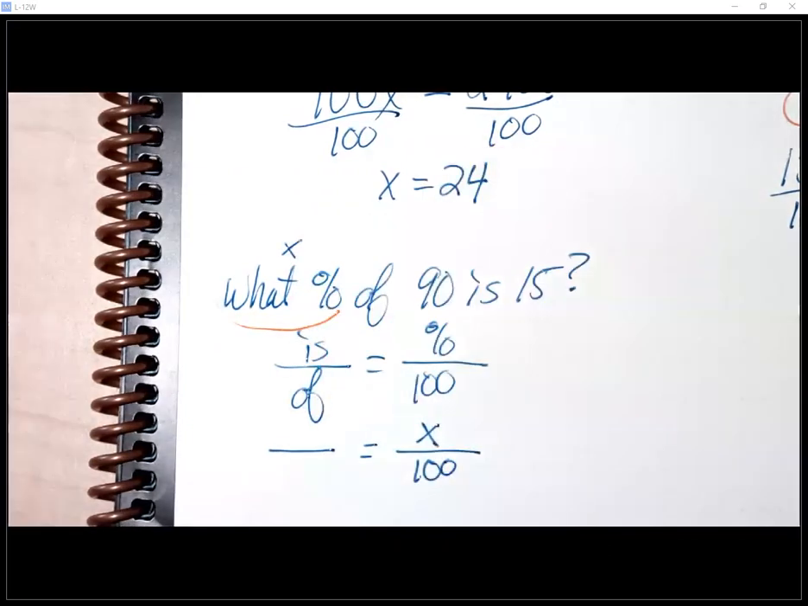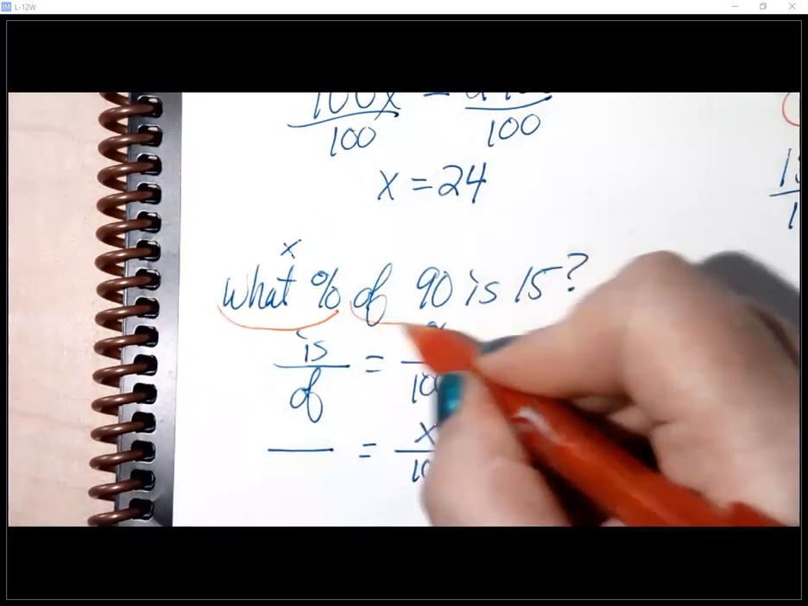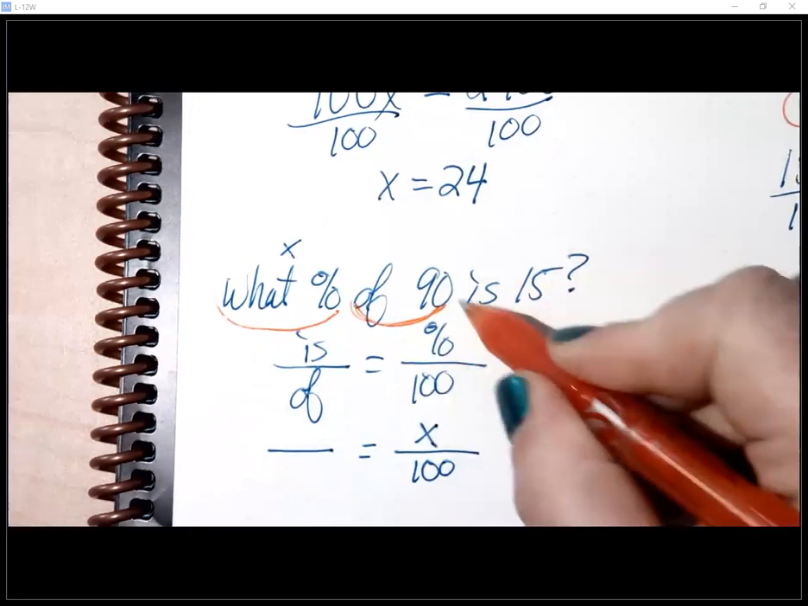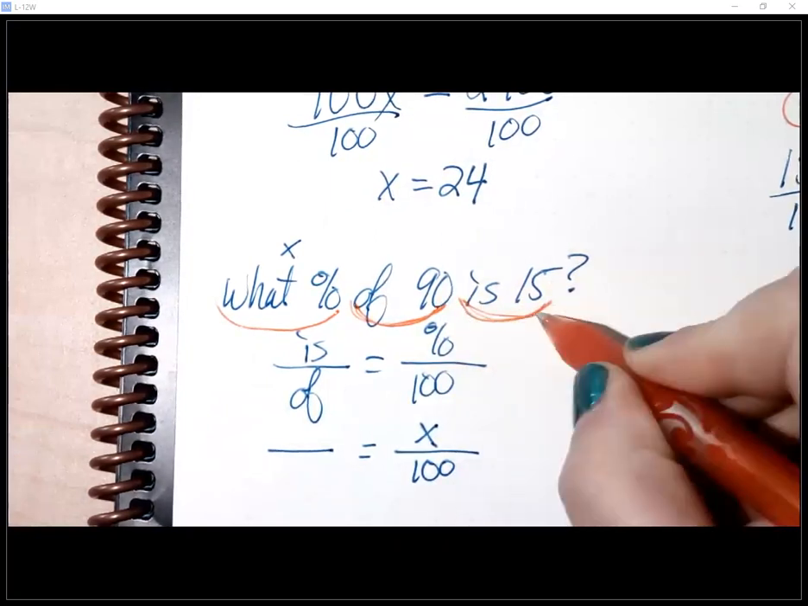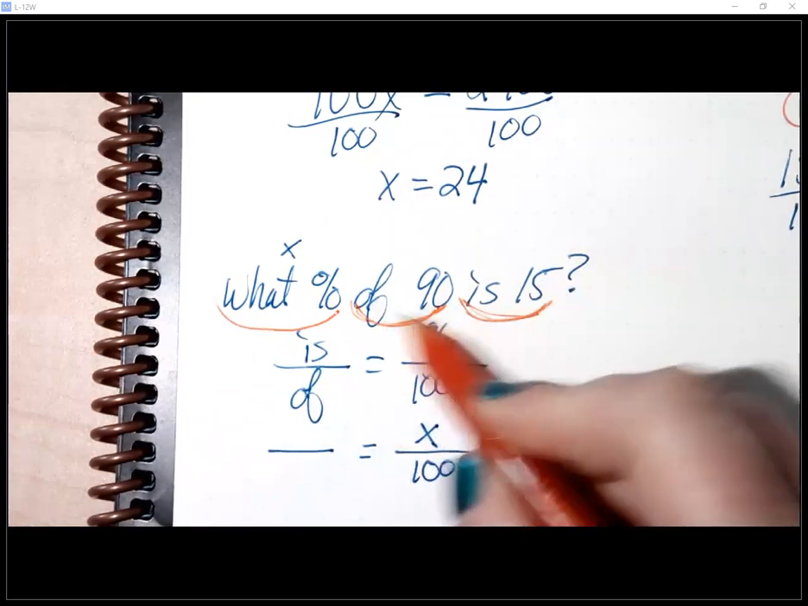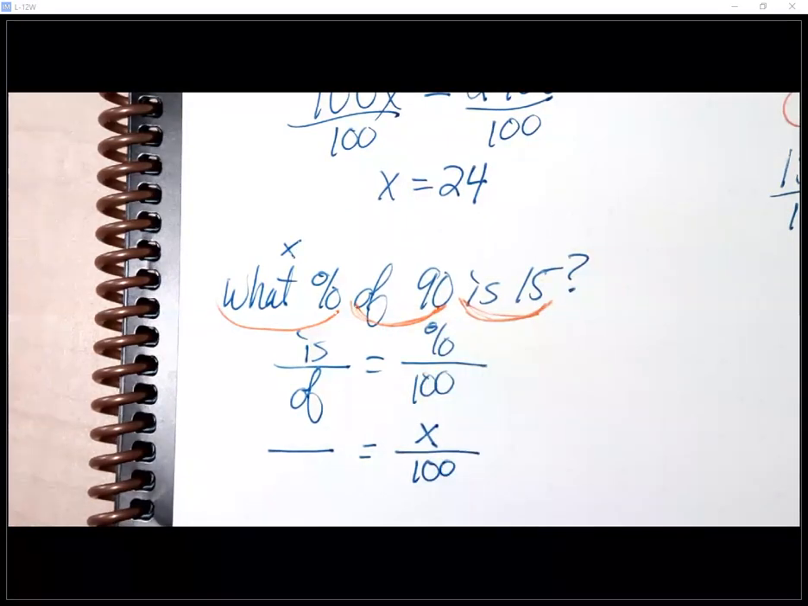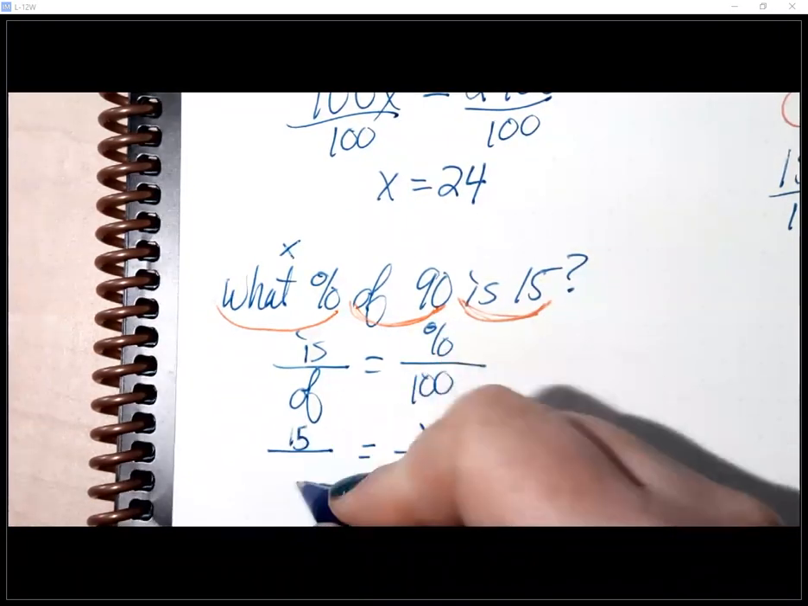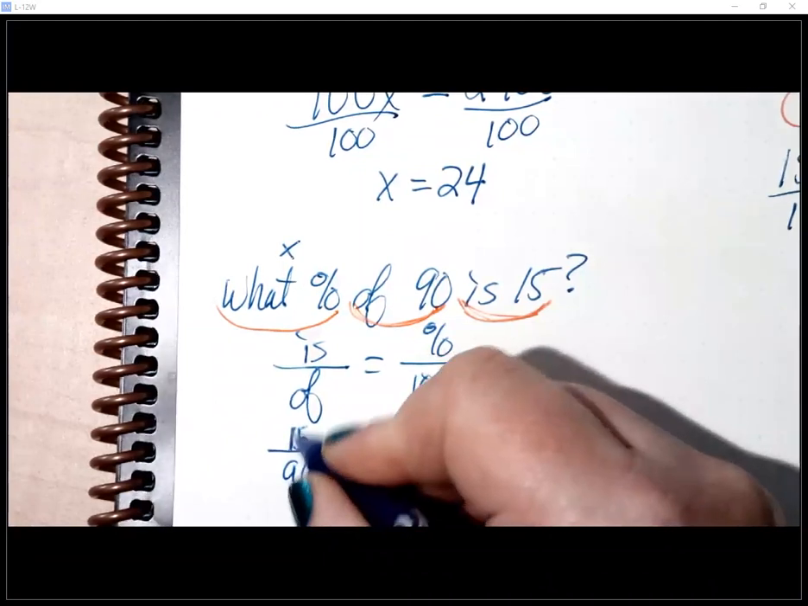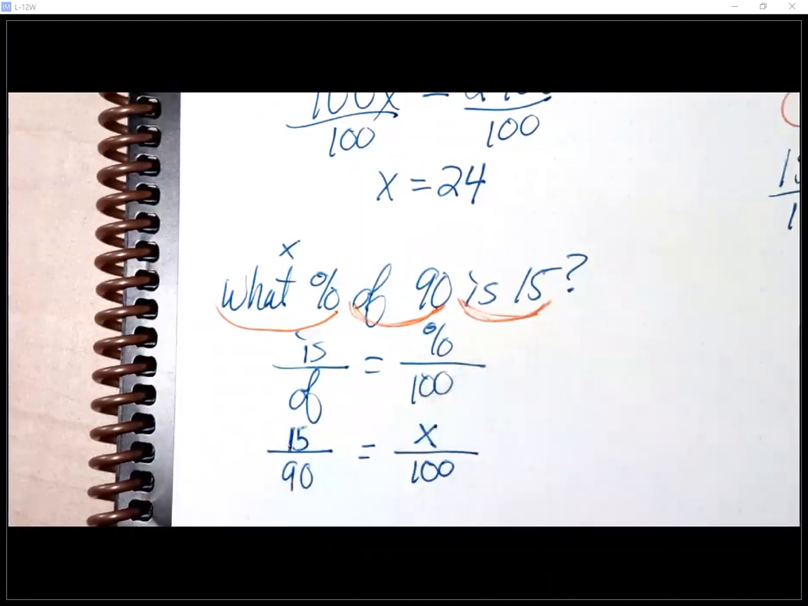And then, 15 and 90. Which one goes where? Where is 90 going to go? 90 is on the bottom, because it's "of 90," right? Those two are linked, and "is" is 15. So 15 is going to go in the "is" spot, and 90 will go in the "of" spot. Make sure that you have 15 on top and 90 on the bottom. Once you have the proportion, now it's easy peasy. You just cross multiply, boom, boom, boom. So everybody get your answer.